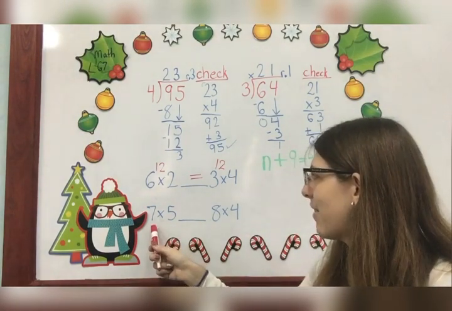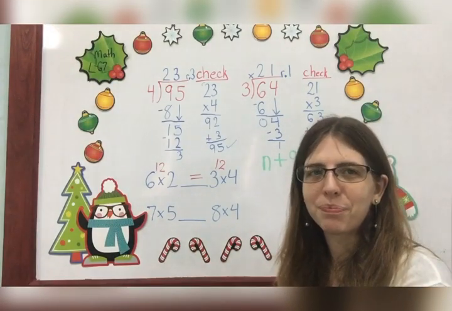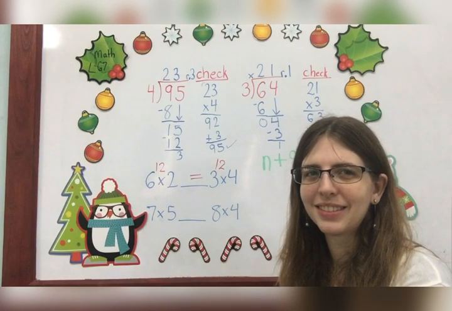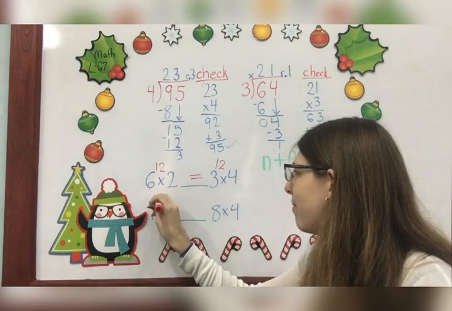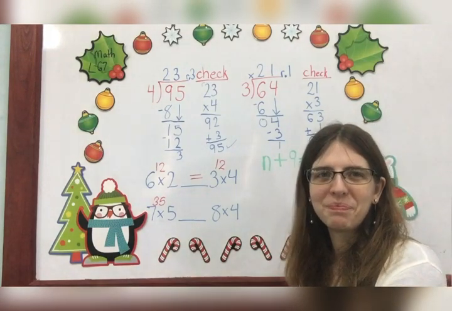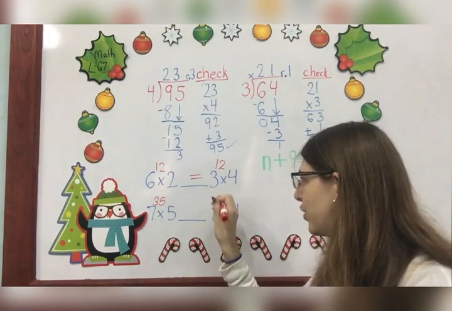Letter B, 7 times 5 and 8 times 4. What is 7 times 5? Yelena? 35, very good. And 8 times 4, Erin? 32.